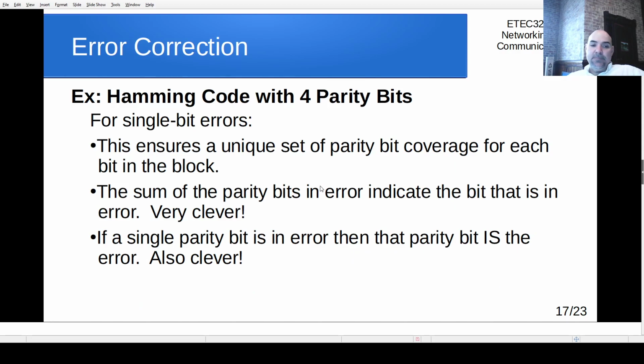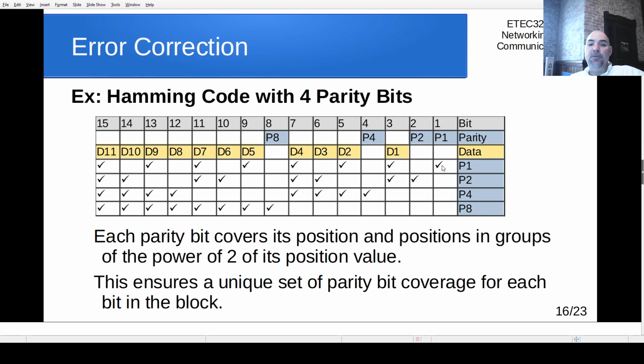Now, if a single parity bit is an error, then that parity bit is the error, and that's also really clever. So in other words, that also works out in the sum there. So let's go back and look at that again. If we show up with just one error, notice P1, each parity bit only is covered by itself. So if everything else looks fine, and the only error shows up in that parity bit position, in other words, if P1 is the only thing that shows up as being wrong, then we know that it had been corrupted and we can fix it.